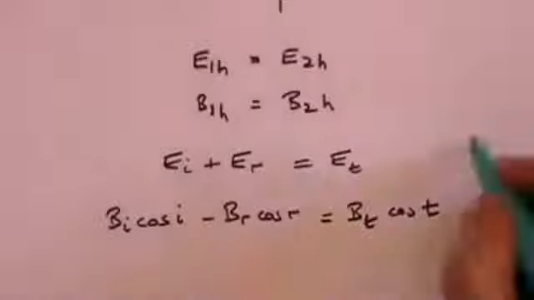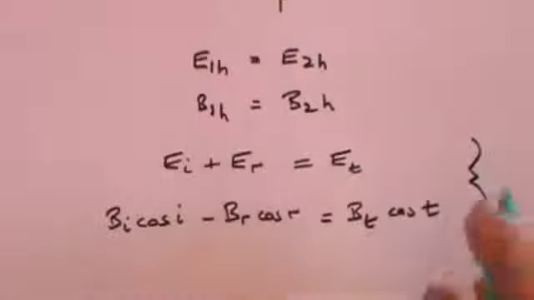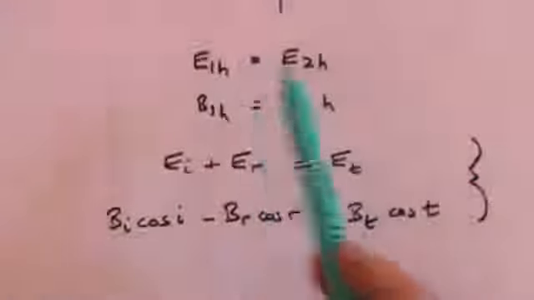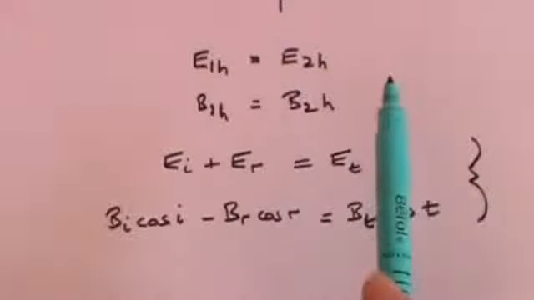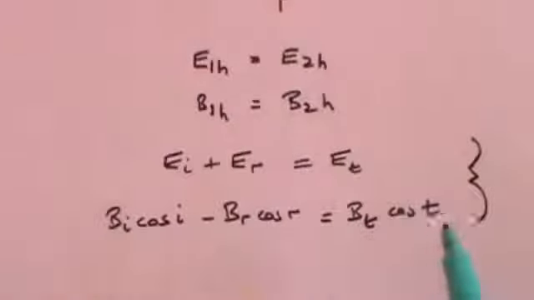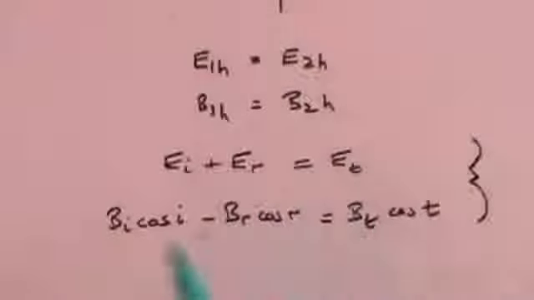Just a reminder that these two equations here were derived as a result of these boundary conditions. The horizontal or the parallel components to the surface transport across. So the total horizontal E fields and the total horizontal magnetic fields are the same. That's why we got those two terms.